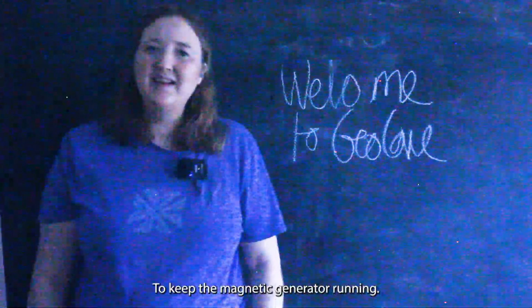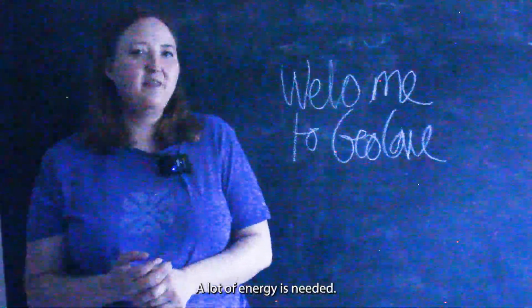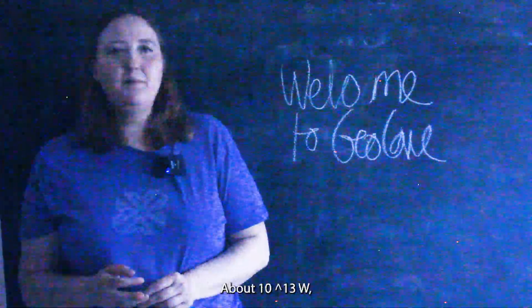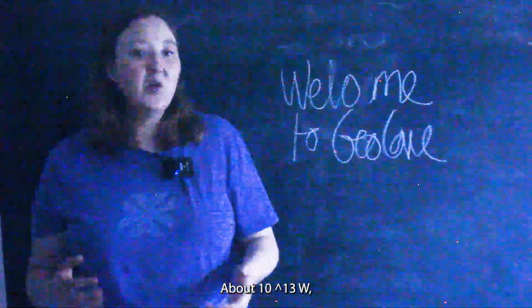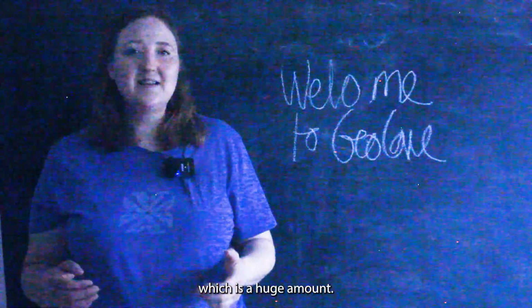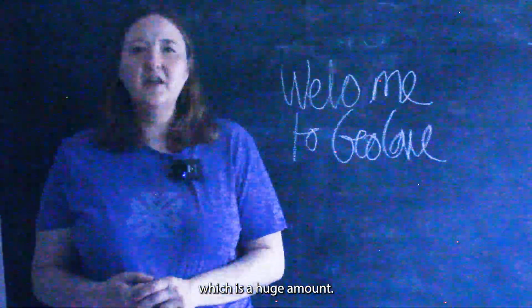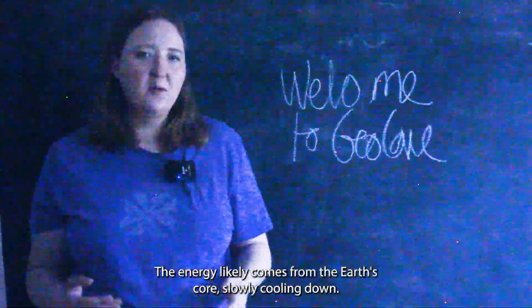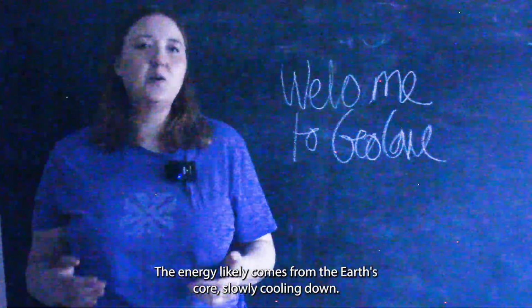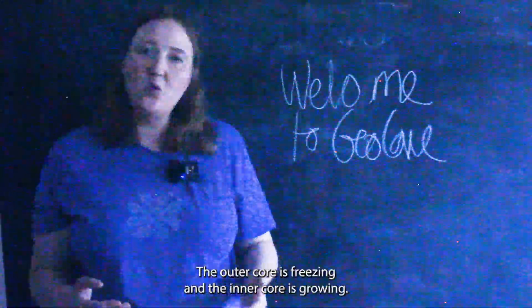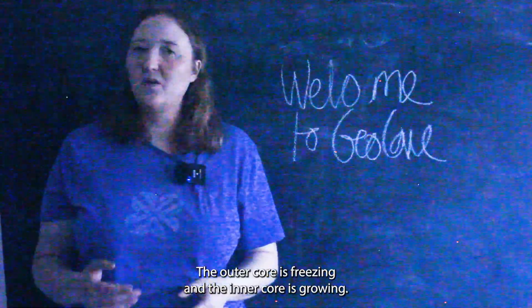To keep the magnetic generator running, a lot of energy is needed, about 10 to 13 watts, which is a huge amount. The energy likely comes from the Earth's core slowly cooling down. The outer core is freezing and the inner core is growing.